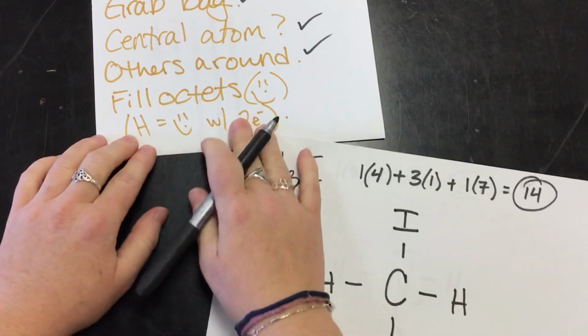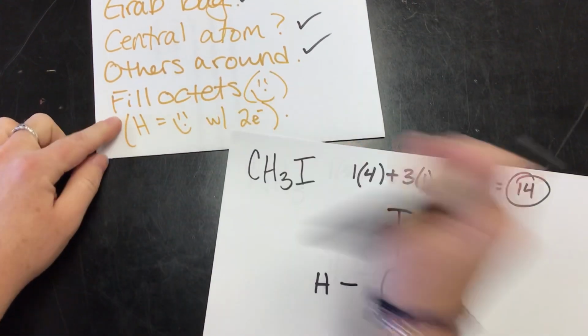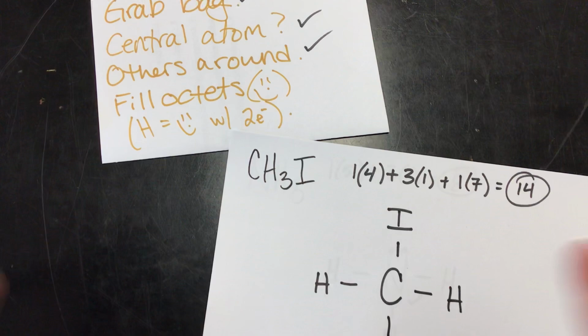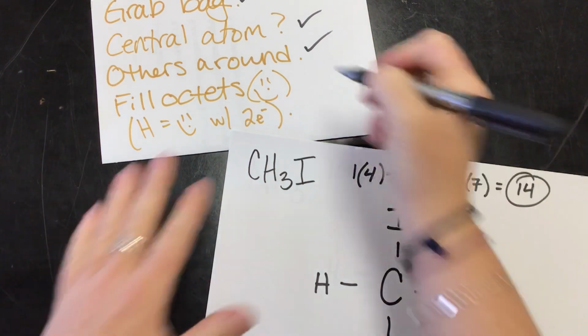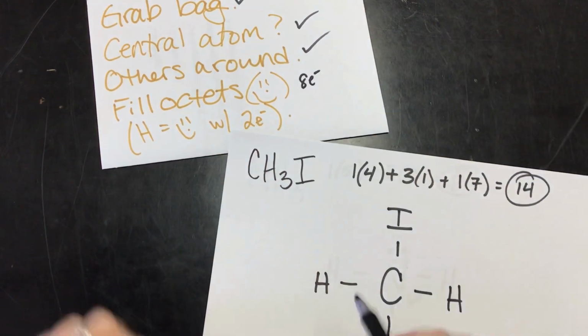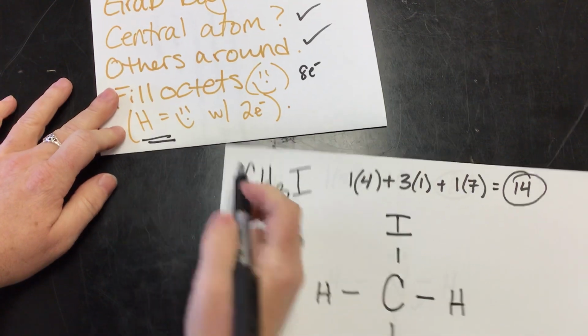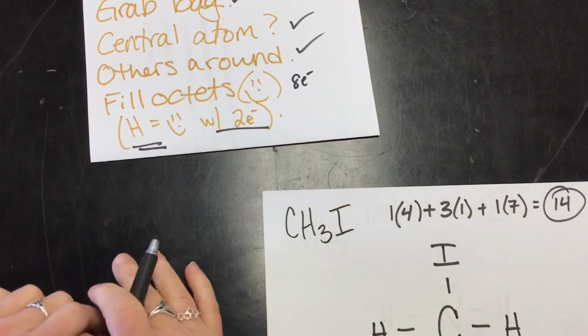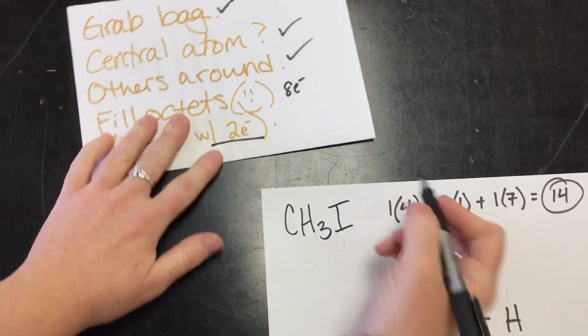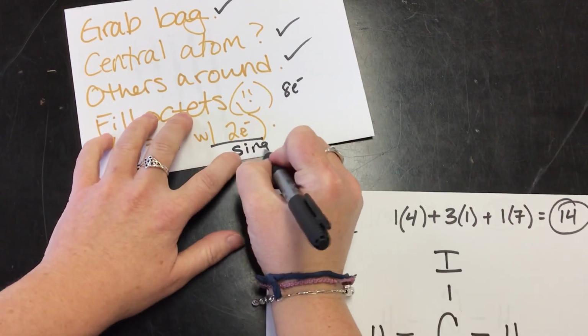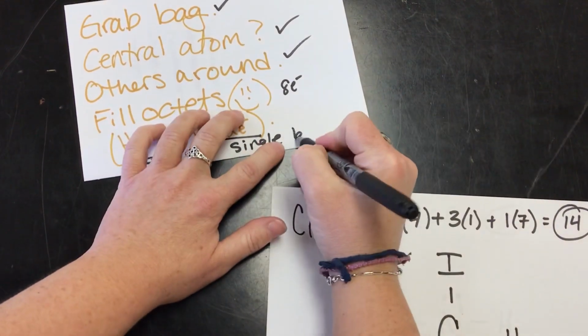Now we want to make sure everything's happy. We need to fill their octets, and all the atoms on the periodic table need 8 electrons in order to be happy, except for hydrogen. Again, hydrogen is happy with 2 electrons, which is 1 single bond coming off of it.